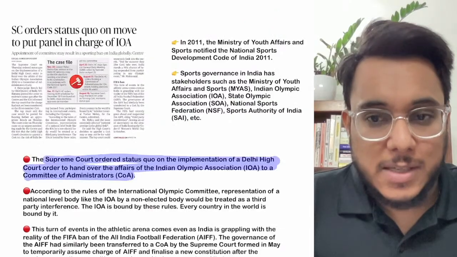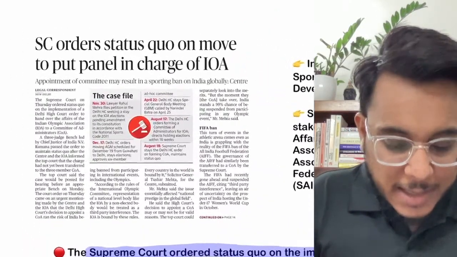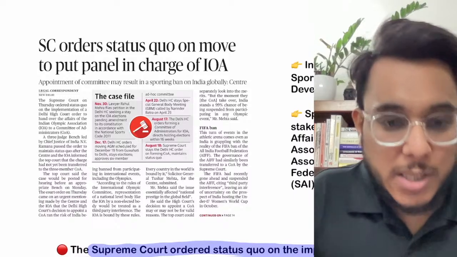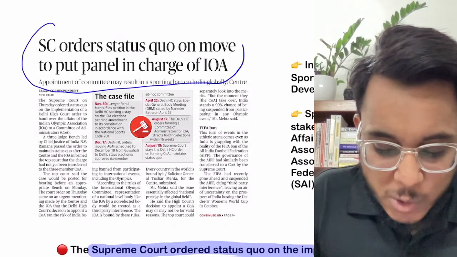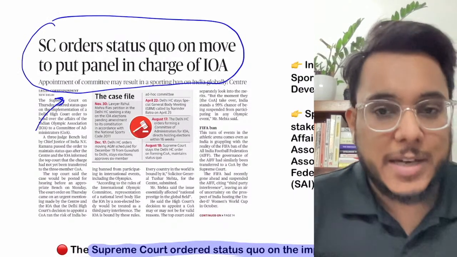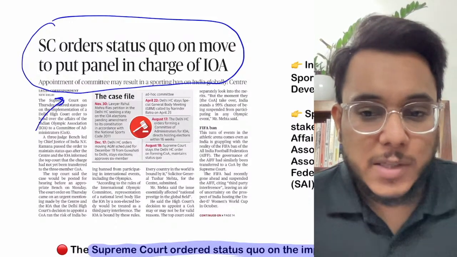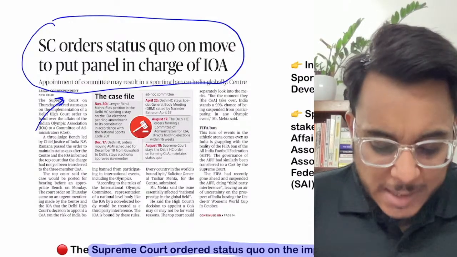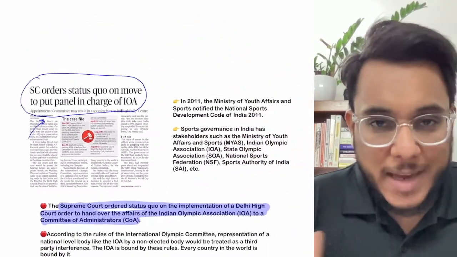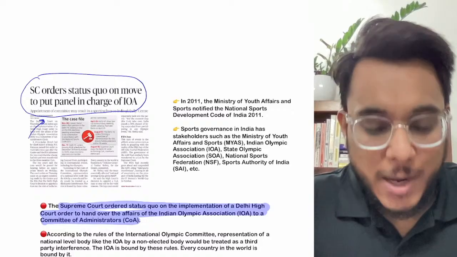Now taking up the first article. So guys, the first article has been taken from page number 1. The Supreme Court orders a status quo on move to put panel in charge of IOA. Now guys, I will not be going just by the headline of this particular article, but this article points to a very important issue, and that entire issue we are going to understand.